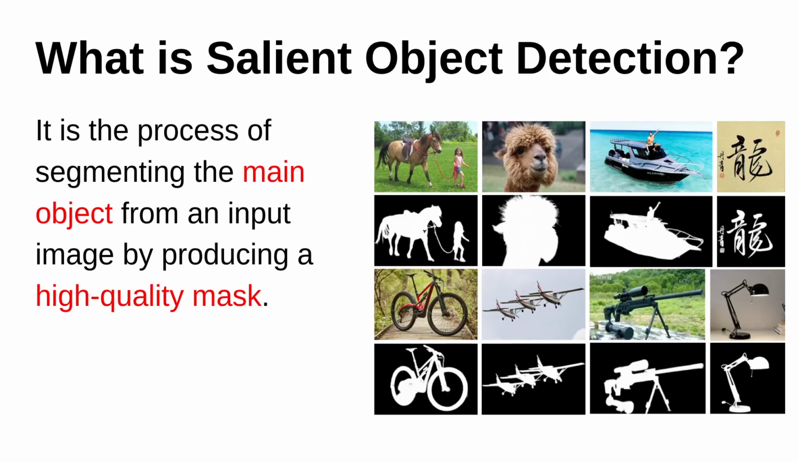Now the next question is, what is Salient Object Detection, or SOD? It is the process of segmenting the main object from the input image by producing a high quality mask. And here you can see some samples where we have images and the high quality masks. If you see this animal, we have its hair. So with this high quality mask, we are able to extract the entire object along with its fine details, which is really essential in multiple applications.